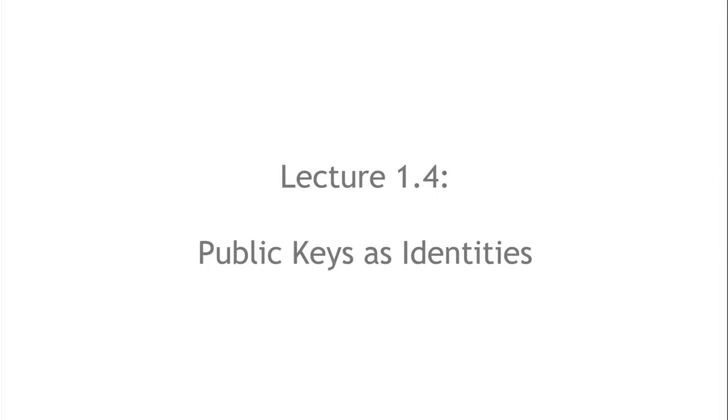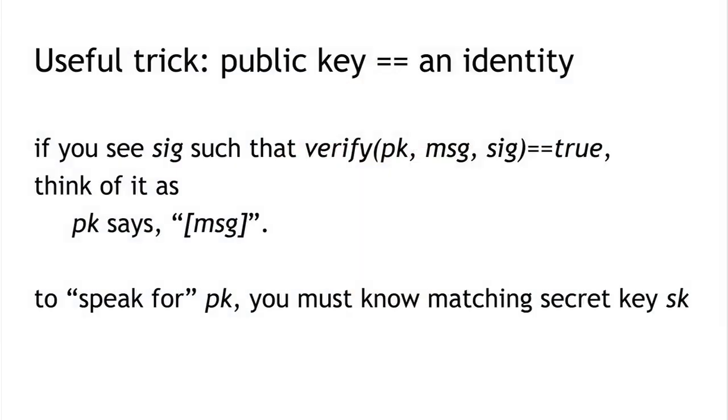In segment 1.4, we'll move on, having covered digital signatures, and talk about a nice trick that goes along with digital signatures. And the useful trick is this. The idea is to take a public key, one of those public verification keys from a digital signature scheme, and equate that to an identity. That is an identity of a person or an actor in a system.